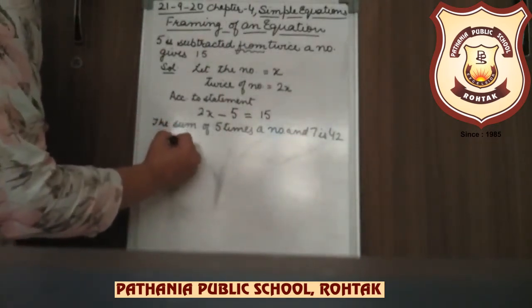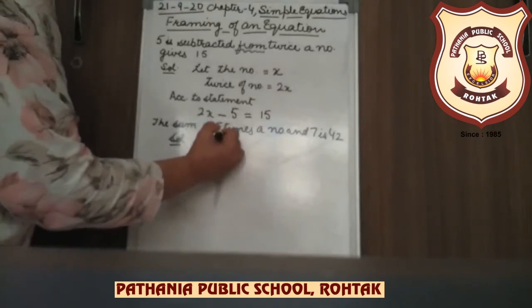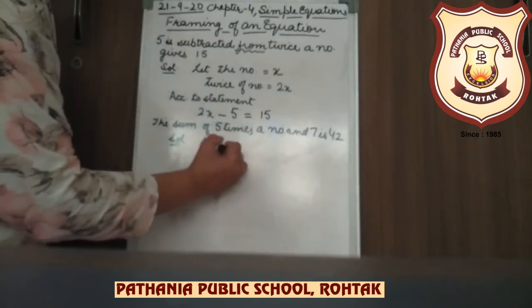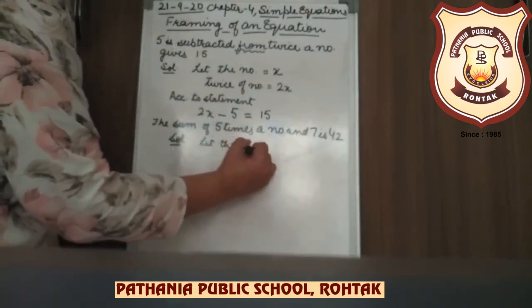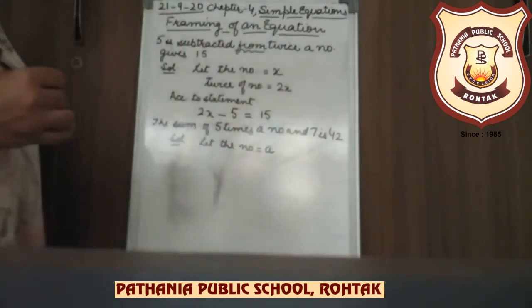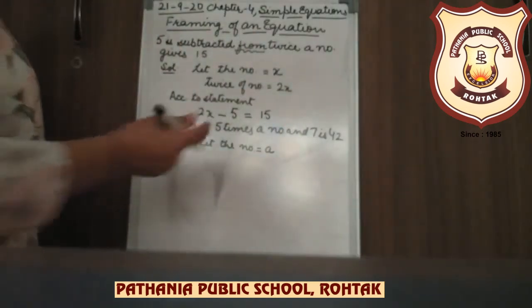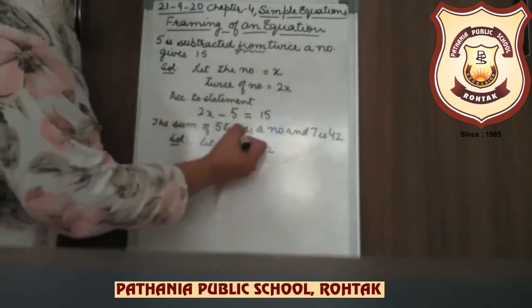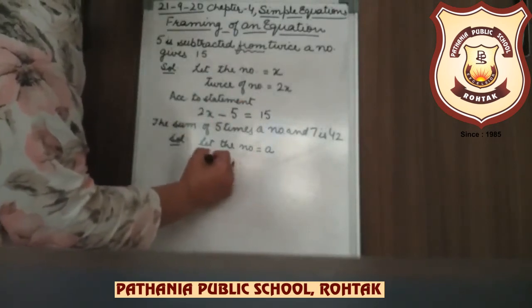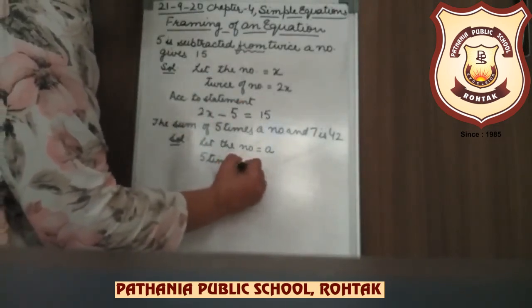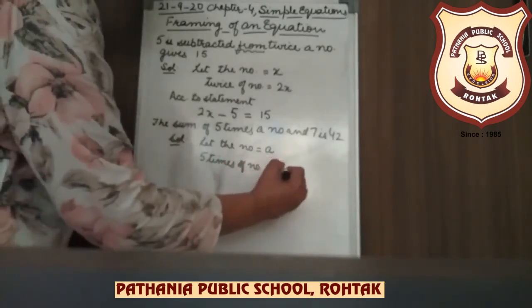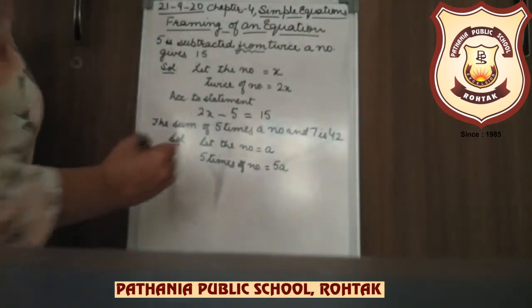So in the solution, 5 times a number. So you need a number. First, assume, let the number is equal to small a. You can assume any letter. So I have taken it as a. Now what is the condition of the number? 5 times of number. What is it going to be? 5 multiplied by a, that is 5a.